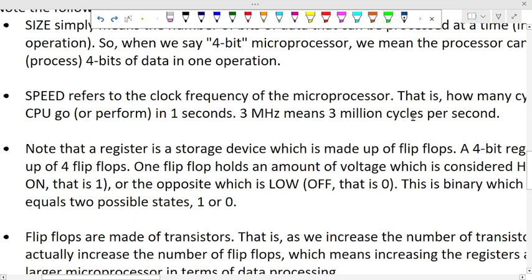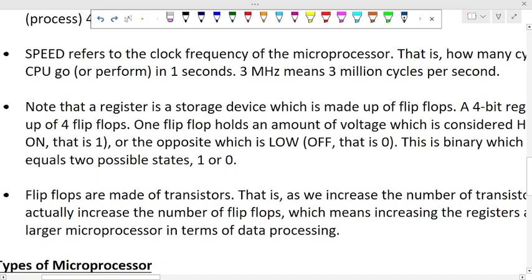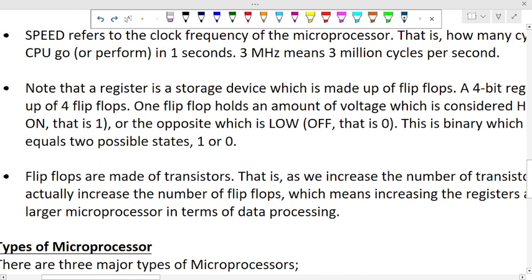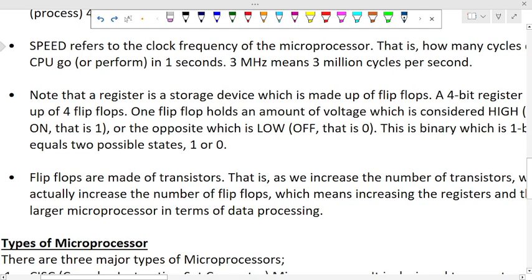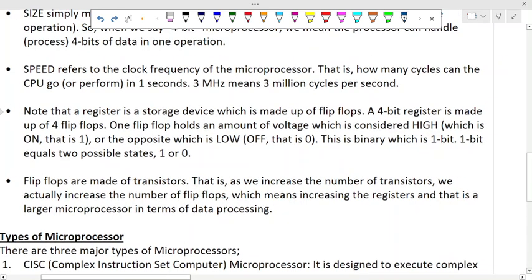That is fast. You can check your phone. Go to your phone settings and you know how fast your phone is. And then even your laptop, go to properties, you see how fast. I think mine is 2.5 megahertz, I think so. I'll check later. Okay, so note that a register is a storage which is made up of flip-flops.